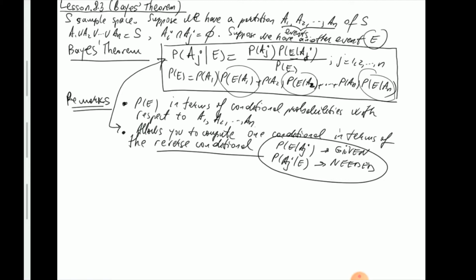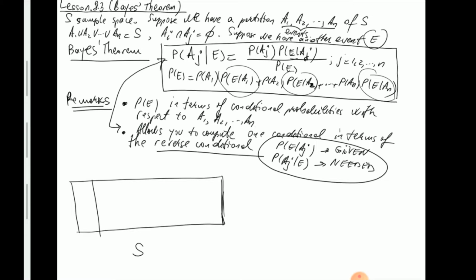I'm not going to prove this formula, but I just want to illustrate how the events and the partition look when you illustrate this theorem. So suppose this rectangle over here is the whole sample space.